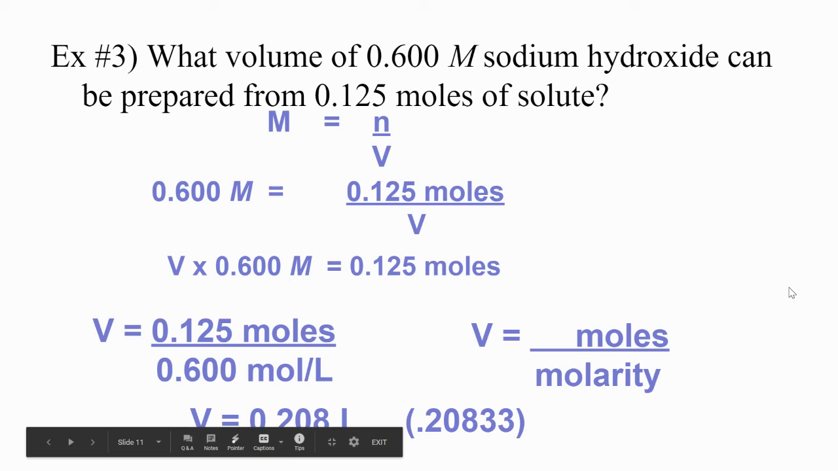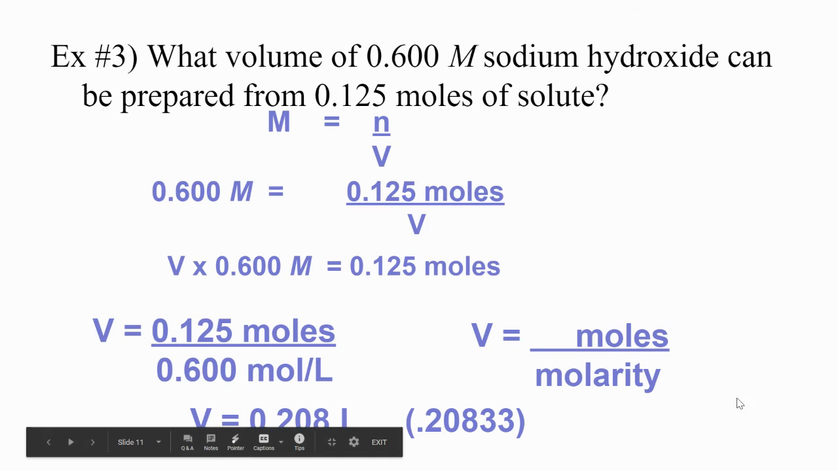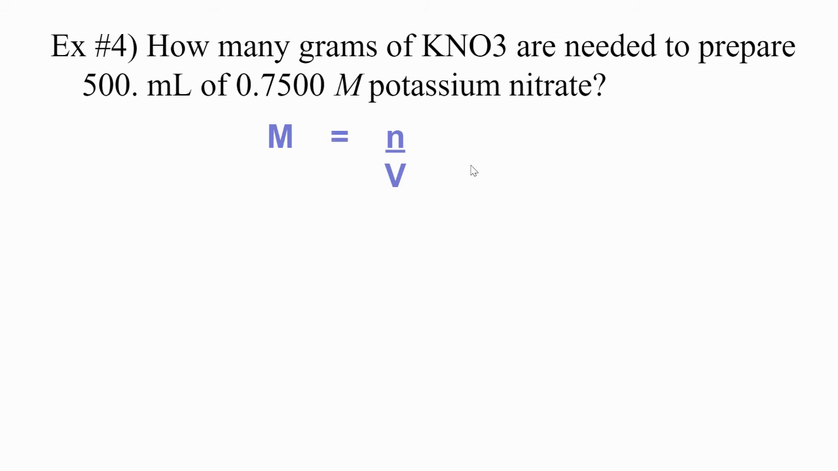So we put that in our calculator, and V equals 0.208. Again, don't just round it to 0.2. Give me about 3 decimal places. One more sample problem. How many grams of potassium nitrate are needed to prepare 500 mL of a 0.7500 molar solution?